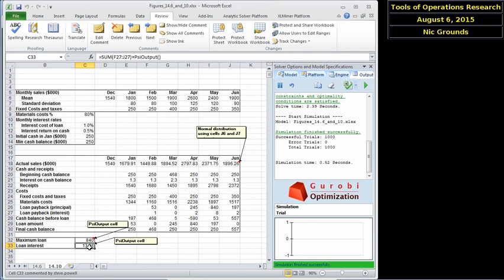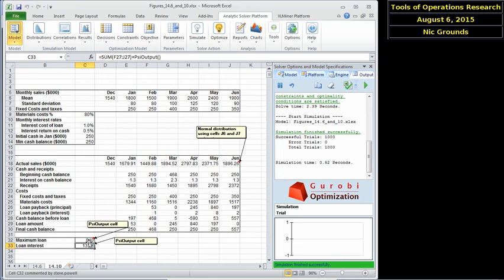Question? I may have missed it, but where would we input the number of trials that we wanted to run? Oh, yeah, great question. So the question was, where would you input the number of trials, the number of simulations? What I didn't show you, I just double-clicked on the output cell, and it told me you need to run simulation, and I had the option to say yes or no.